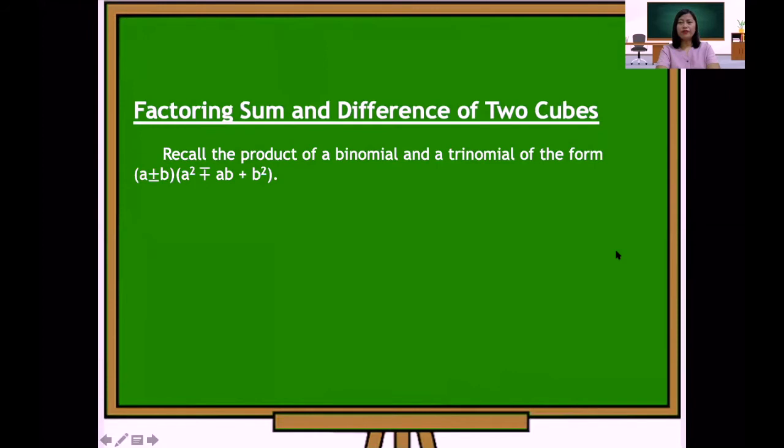Recall the product of a binomial and a trinomial of the form quantity a plus/minus b times the quantity a squared minus/plus ab plus b squared. Quantity a plus b times the quantity a squared minus ab plus b squared, the product is a cubed plus b cubed. Quantity a minus b times the quantity a squared plus ab plus b squared, the product is a cubed minus b cubed.